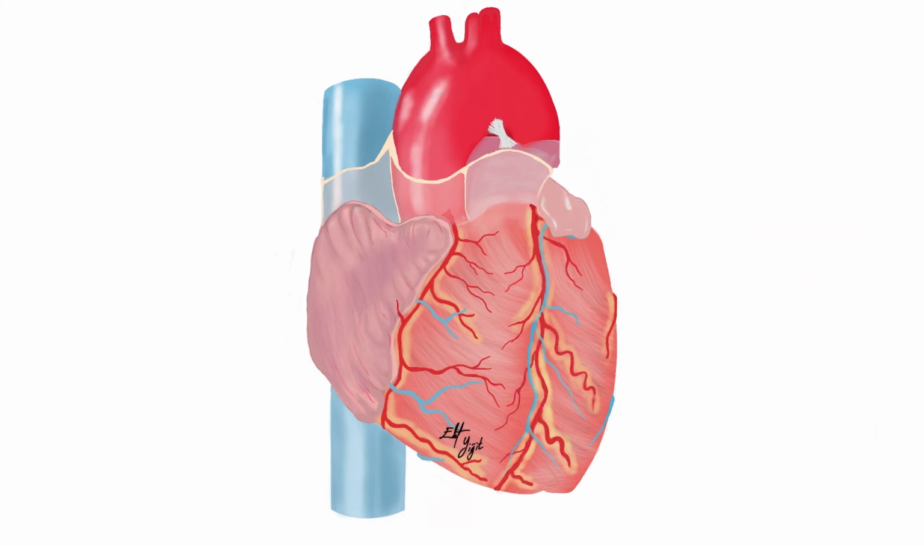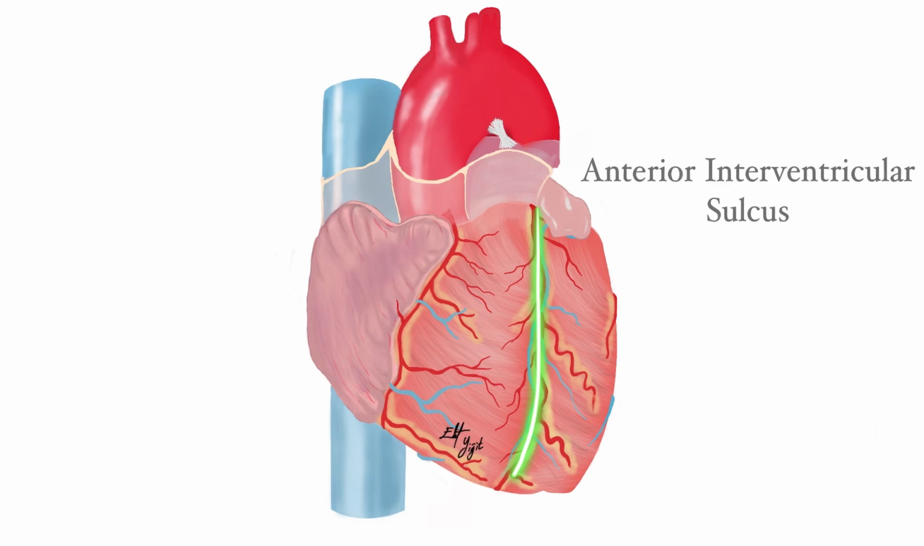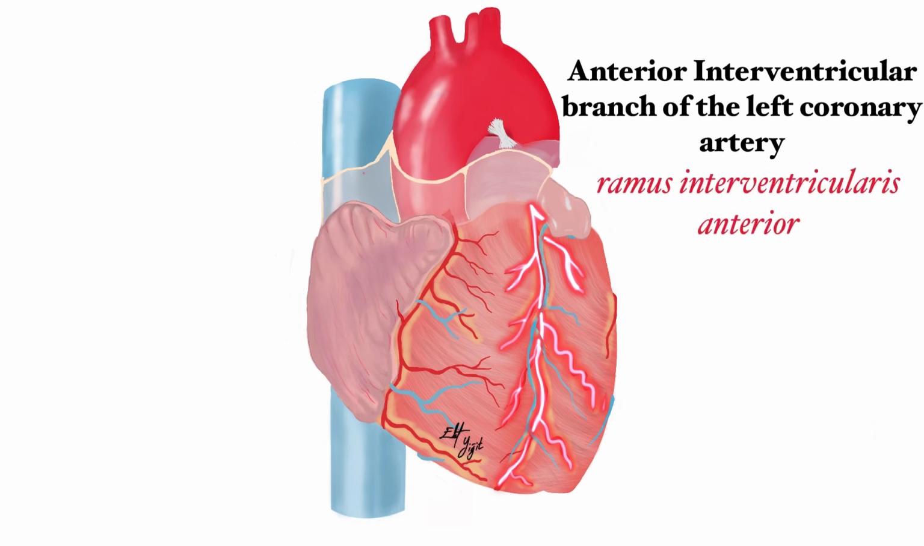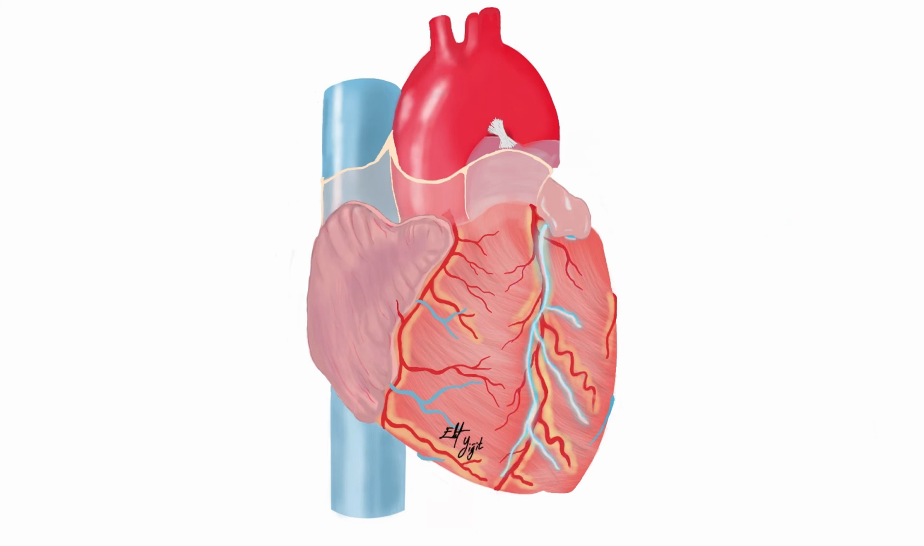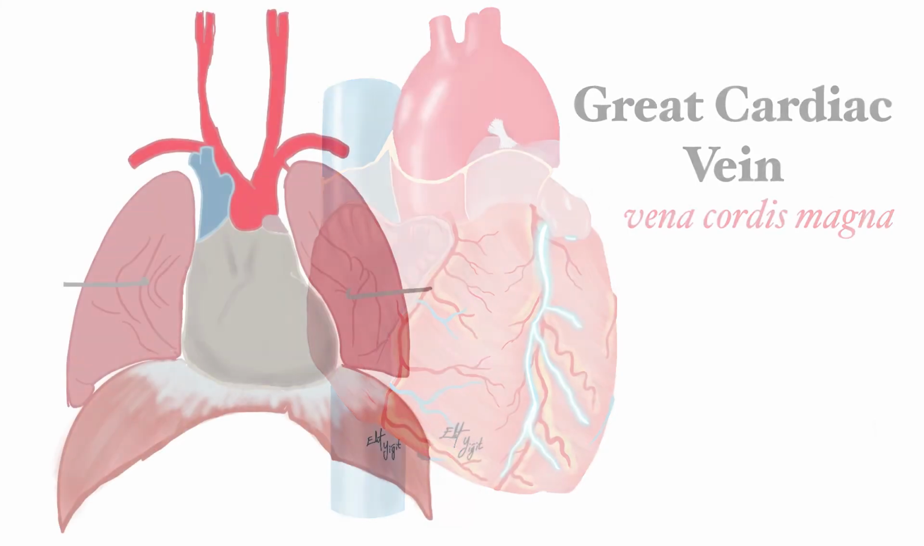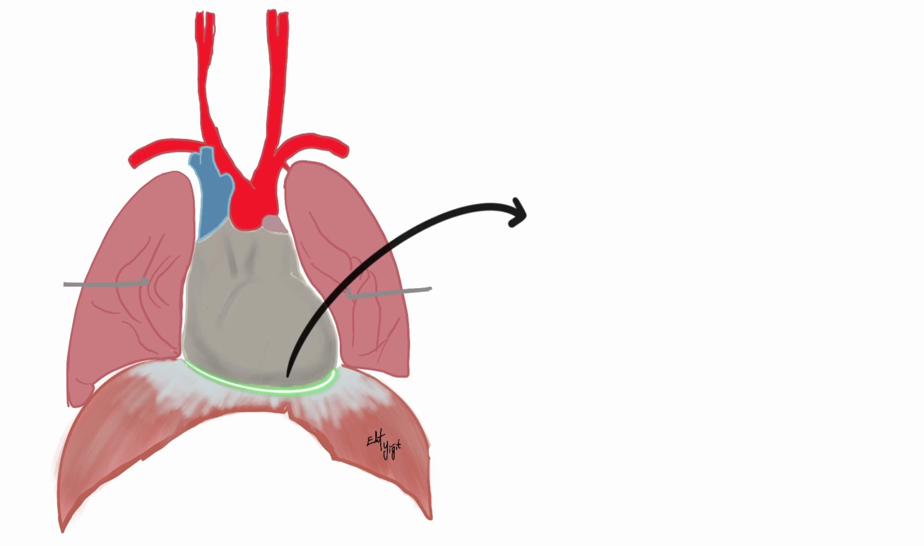Again on this surface, there is another groove between the right and left ventricles. Since this groove is located between two ventricles and anteriorly, it is called anterior interventricular sulcus or sulcus interventricularis anterior. The anterior interventricular branch of left coronary artery or ramus interventricularis anterior, great cardiac vein or vena cordis magna, pass through this groove. The inferior part of the heart is flat and sitting on the diaphragm.